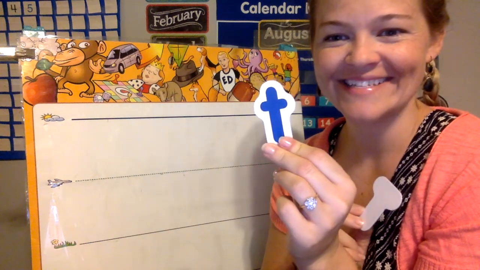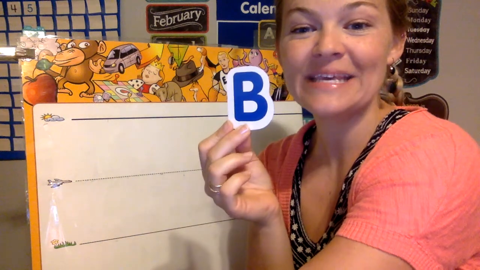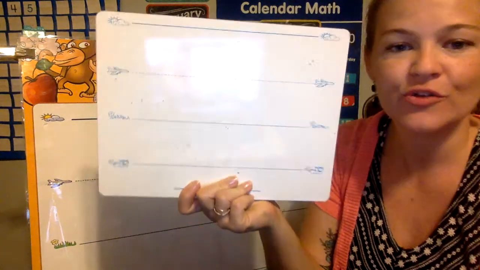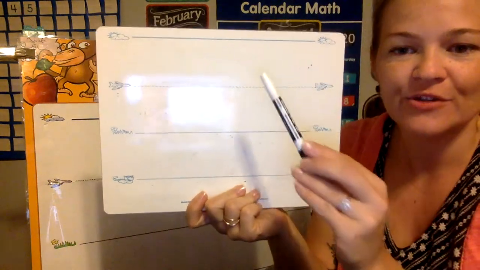Everybody. All right, we're going to do a little review about some letters that we worked with this week. We're going to review how to write uppercase T and lowercase t, and we're going to practice writing uppercase B and lowercase b.